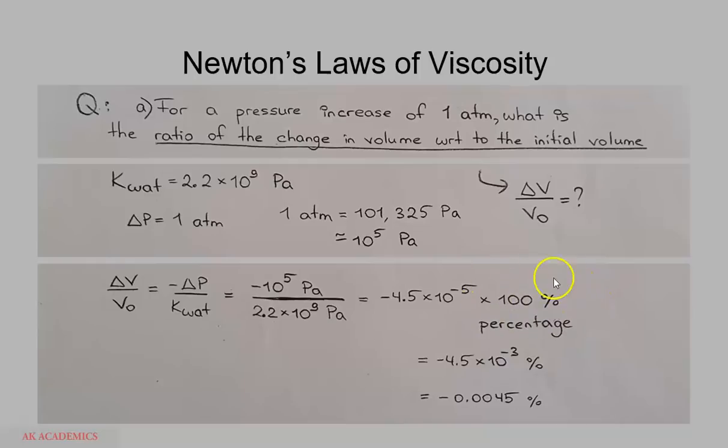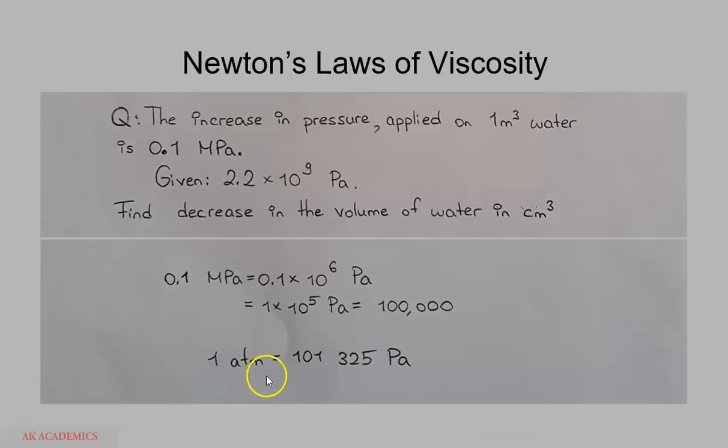That is why we are multiplying this by 100, because we're looking for a ratio. So this gives us minus 4.5 times 10 raised to power minus 3 percent, and that is minus 0.0045%. 1 atmosphere is equal to 101,325 Pascal. This is approximately 10 raised to power 5.